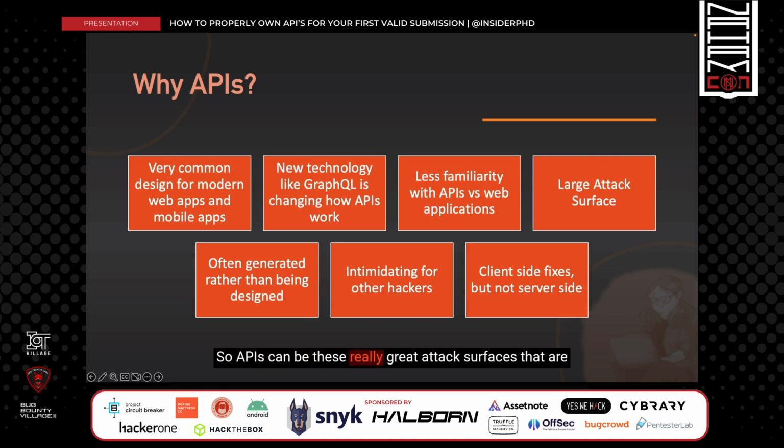So APIs can be these really great attack surfaces that are changing all the time, that are super common, that have really large attack surfaces, and that people aren't actually looking at.